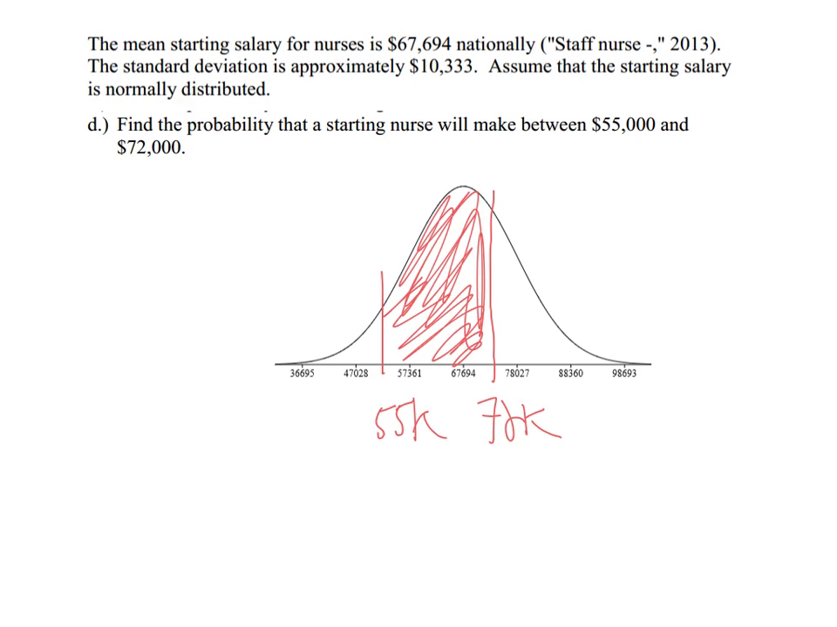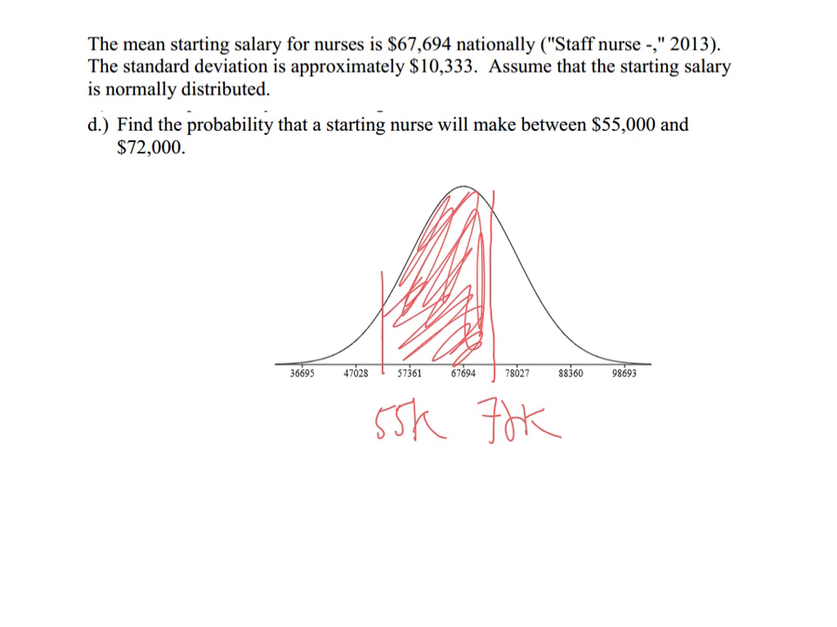Now we're looking for an area between two salaries, and that's this area. Notice I made a sketch. It really helps to do this. Here's the process. We're going to find a z-score for the $55,000 figure, look up the probability, and that gives us that area. Then I'm going to find the z-score for the $72,000 figure and look up that area on the table, and notice the overlap. Then I'm going to subtract the $55,000 probability from the $72,000 probability, and that'll be the probability in between.